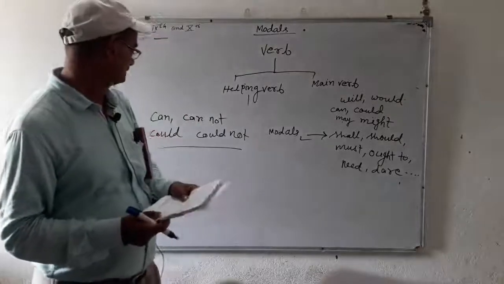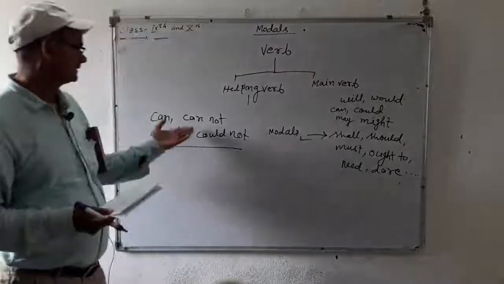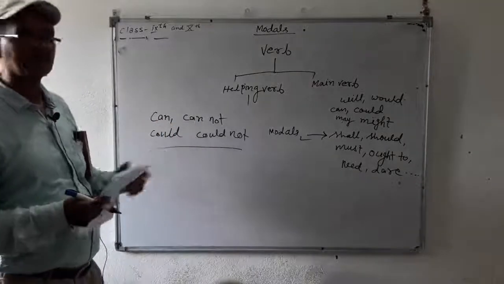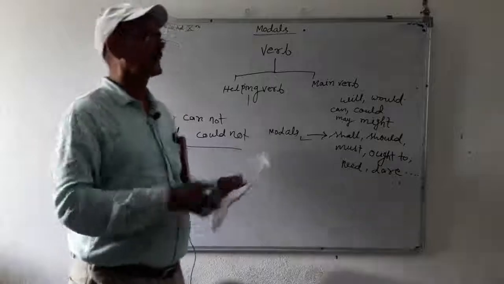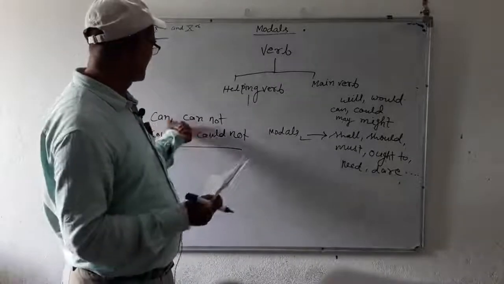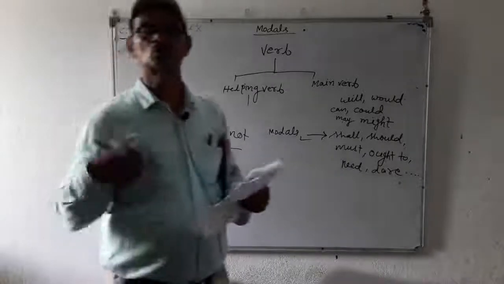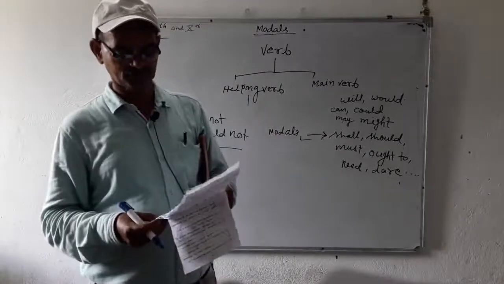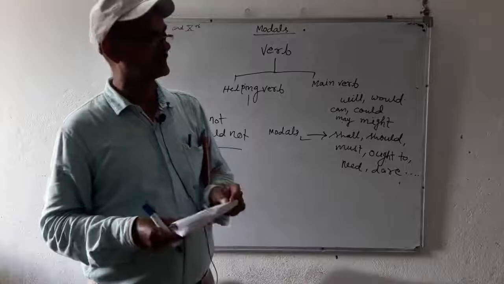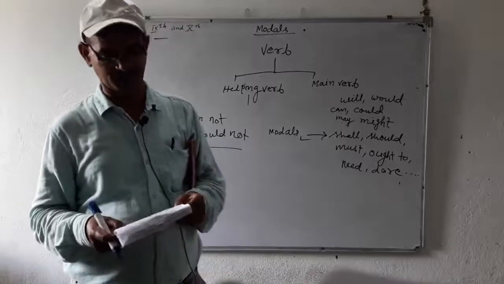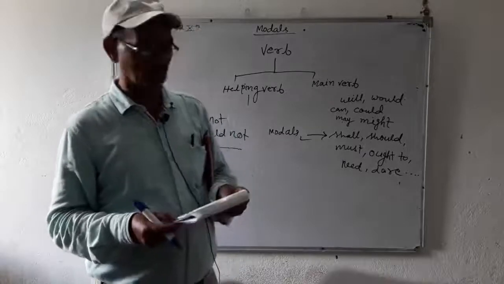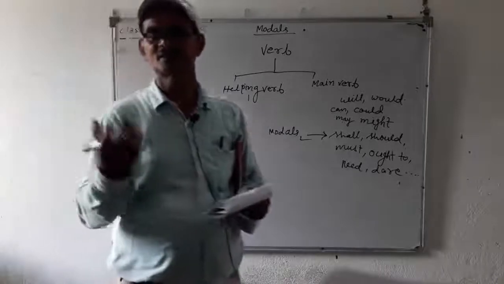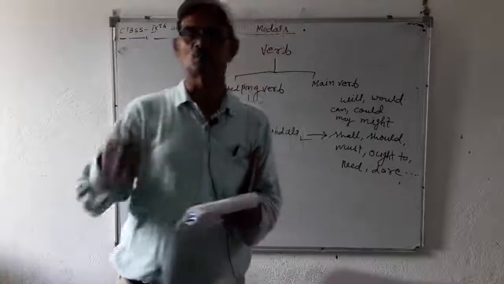Use of could. Could is the past form of can, and when we change from direct to indirect speech, can is replaced by could. We use could in indirect speech also. Polite request: could I consult you? For polite request, it is less polite also.